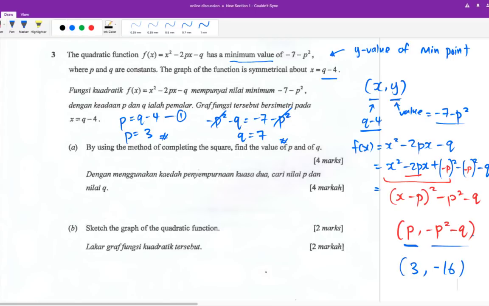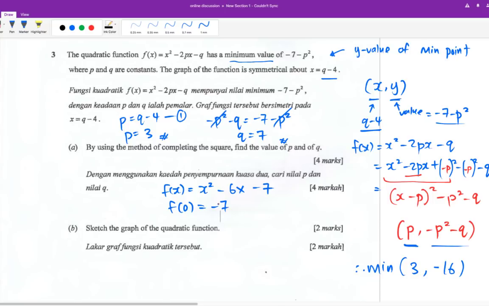Then I can sketch the graph, and to sketch a graph you will need one more thing, which is the y-intercept. This is the minimum coordinate, but you still need to know the y-intercept. So I will sub everything into my f(x), which is x squared, p is 3, right? So it will be minus 6x minus 7. I want to find my y-intercept, which is when x equals 0. Then I will get negative 7. That means it will pass through negative 7, which is my f(x)-intercept.